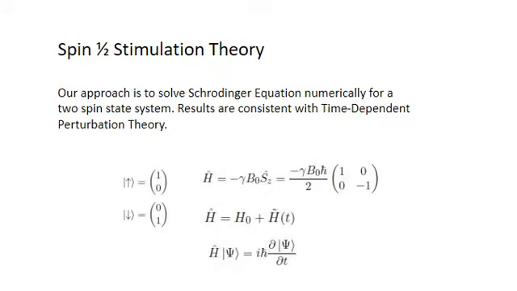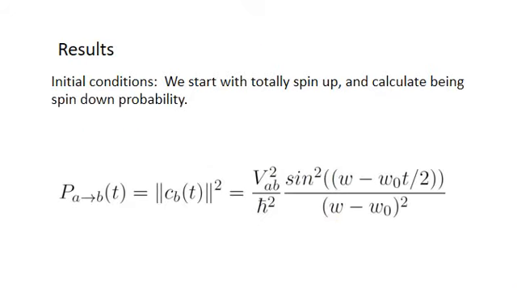For this, we invoke the Schrödinger equation with a simple Hamiltonian. It has a main field part and a time-dependent sinusoidal excitation part. We are numerically solving this complex valued equation using a fixed step size fourth-order Runge-Kutta for a total spin-up initial condition and look for the probability of spin-downs. This problem can also be solved analytically by time-dependent perturbation theory for small excitations. The results are of this form.